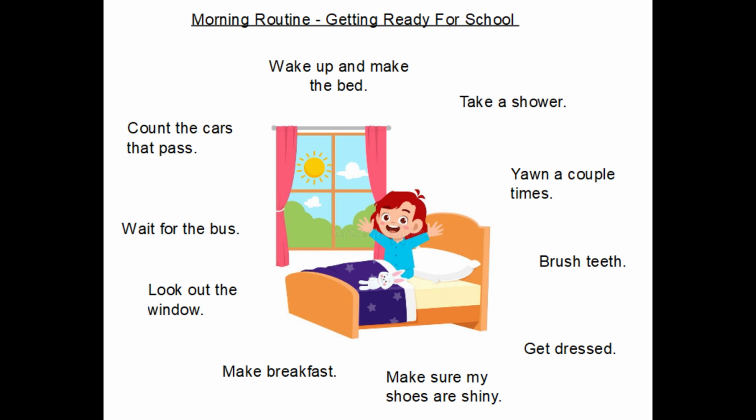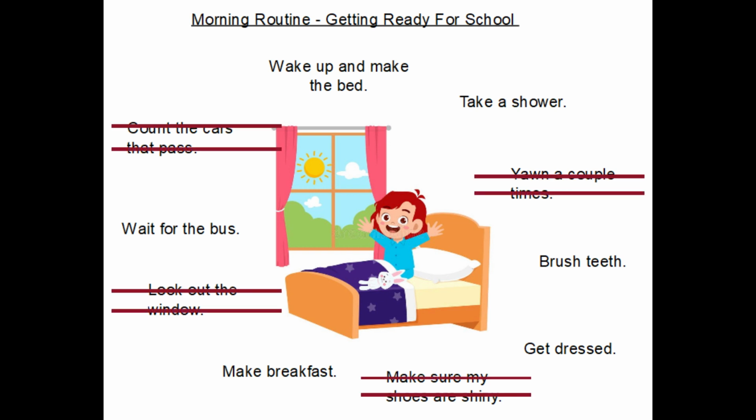Now, when I'm deciding which events are the most important, I have to think, well, which of them are absolutely necessary in this process of getting ready for school, because that's what this whole thing is about. And right away, I can tell which ones I can cross out. The events that are not very important when it comes to getting ready for school are yawning a couple times, making sure my shoes are tidy, looking out the window, and counting the cars that pass. Because getting ready for school can take place without these things. These were just extra events that probably do take place and quite often, but just aren't that important.